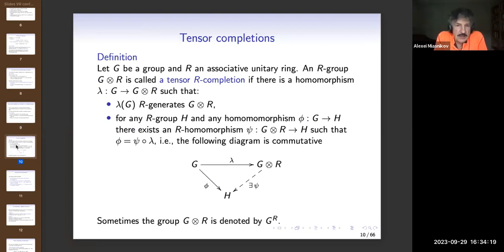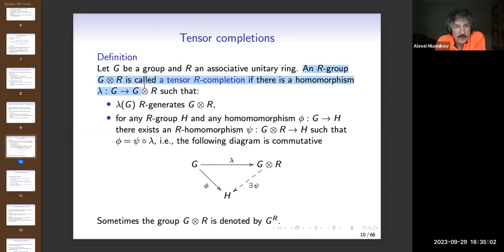So the main operation: tensor completions in the non-commutative case. This is the only long definition, but it's standard. What did I do here? I take the notion of tensor completion in the theory of R-modules and mimic it in the non-commutative case, or more generally, the same notion of tensor completion in categories. So let's see. You have a group G, arbitrary group, no restriction. R is an arbitrary unitary associative ring.